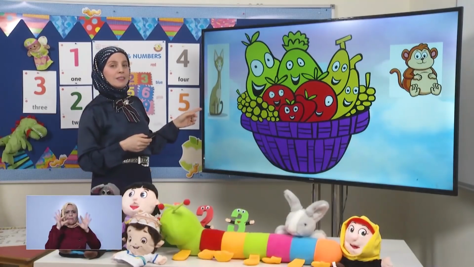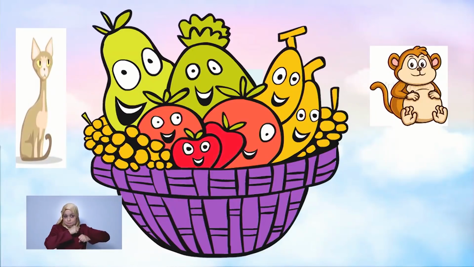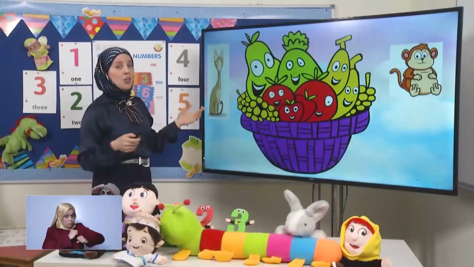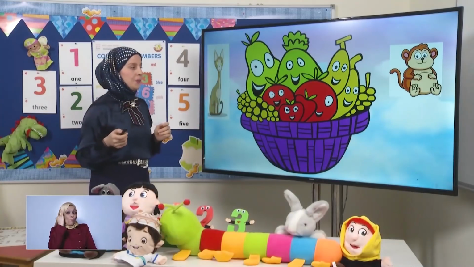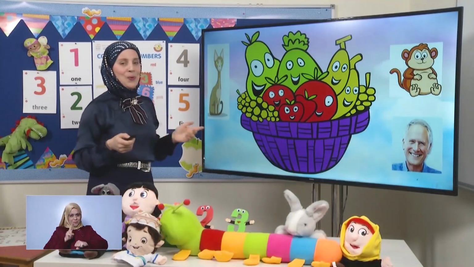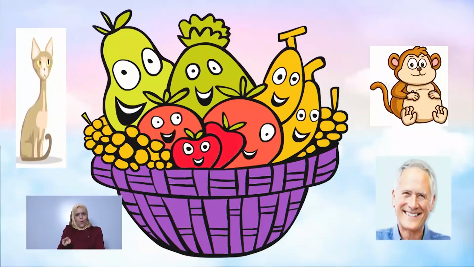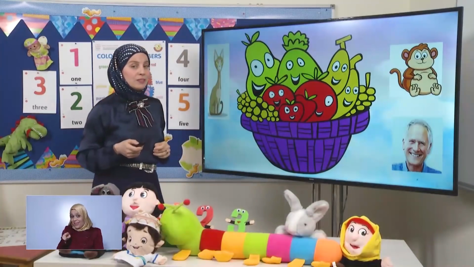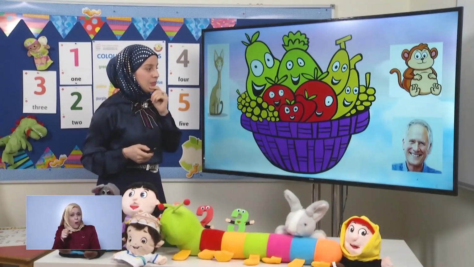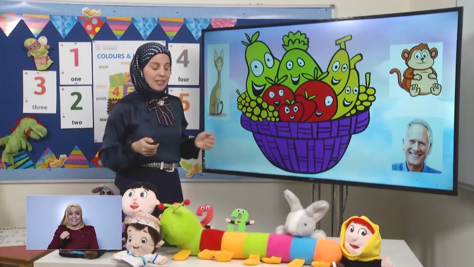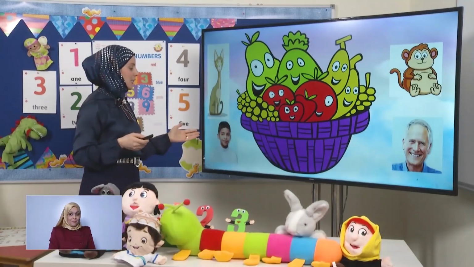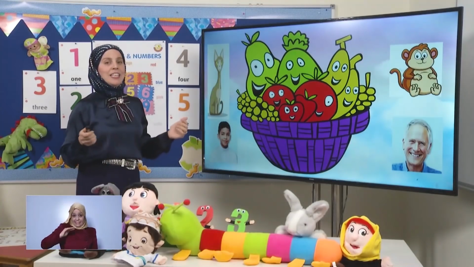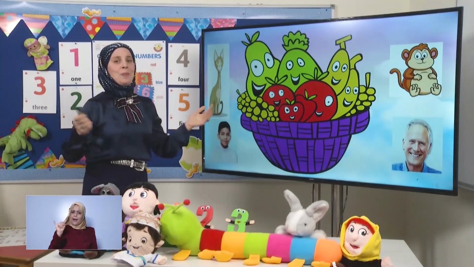Look at the cat. Is it fat? No, it isn't. It is thin. Oh, look at him. He is happy. Is he old? Yes, he is. Let's see what's next. Look at the boy. Is he young? Yes, he is. Great job, my students.